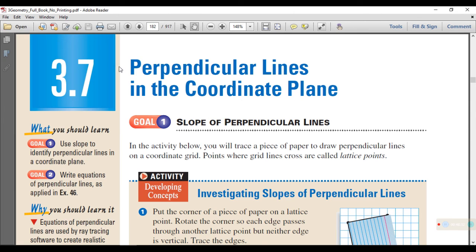Ay, hindi na. So, tapos na tayo sa parallel lines. Next, 3.7, perpendicular lines naman tayo. Ibubukod ko na to ng video.